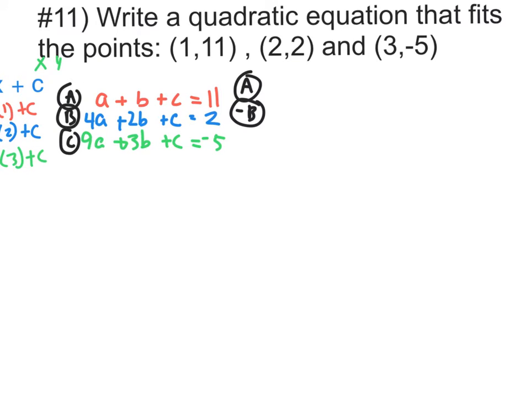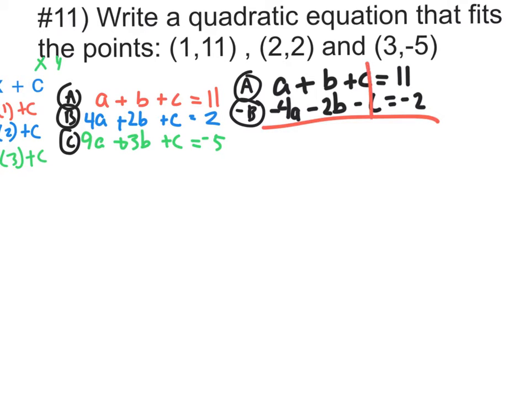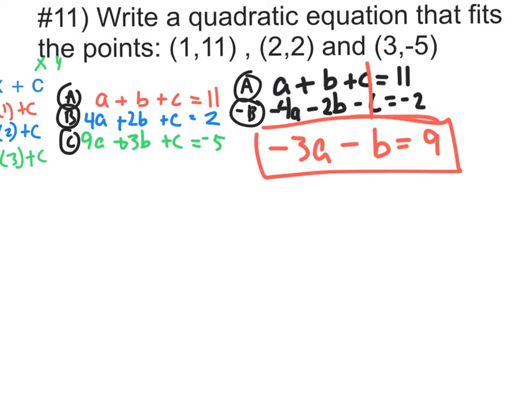So here we go. Equation A is going to be exactly the same. Equation B, we're actually going to just change all the signs. And now we can combine those new equations and get the c's to cancel. So I'm going to combine them. The c's cancel. I'm going to end up with negative 3a minus 1b equals 9. Everybody with me? This is new equation number 1.